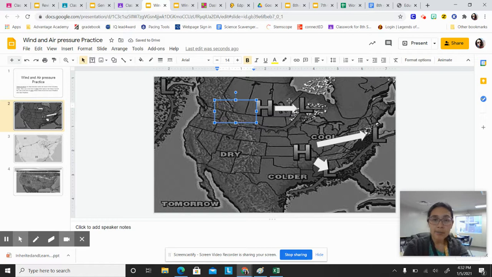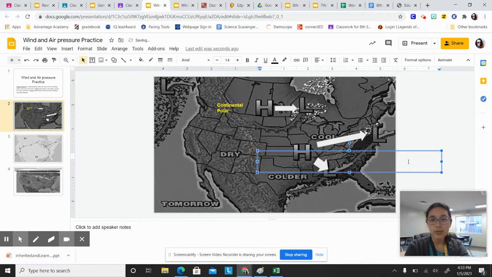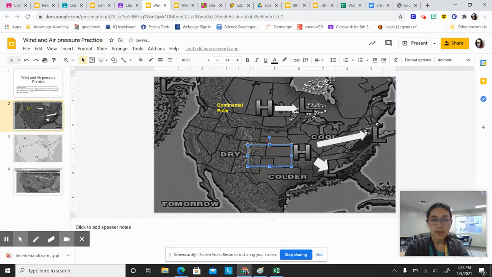So I know this high pressure area is over land, so it's going to be continental. And it's up north, so it's going to be cold, which means it's polar. So my air mass here is continental polar. Okay, and then I have another air mass over here on the H. Again, I'm going to make sure that I make it visible so I can see.